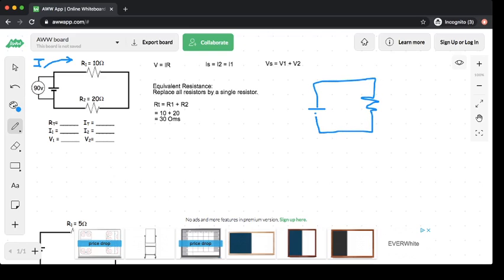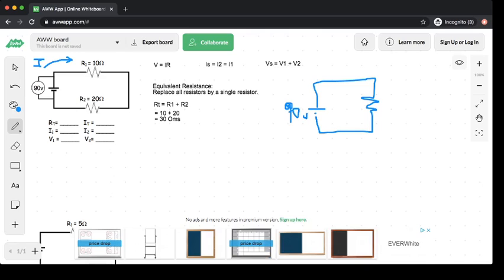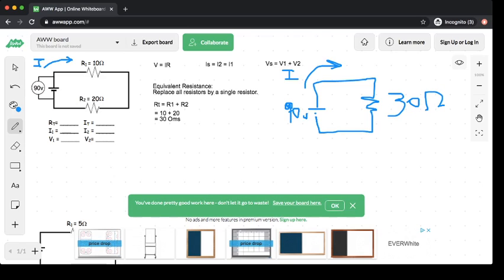Now this is still going to be 90 volts. Sorry guys, I don't have my tablet. I'm still going to have the same current going around here. And the resistances equal a single resistor that is 30 ohms. And so that right there makes this a very simple circuit to solve. This is just a direct application of Ohm's law. So I know voltage is equal to I times R.